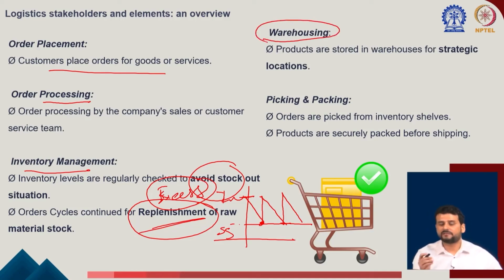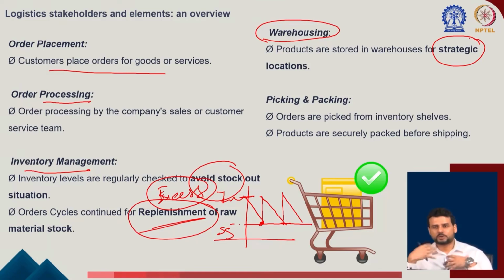Warehousing is another very important element, because it involves a strategic location decision. How many warehouses should there be? Because we are storing goods, another concept is that we should locate warehouses near our final customer, so that we can easily and speedily deliver the product to the end customer.